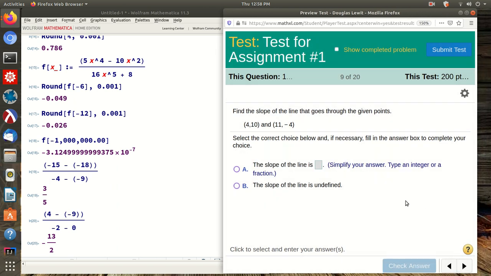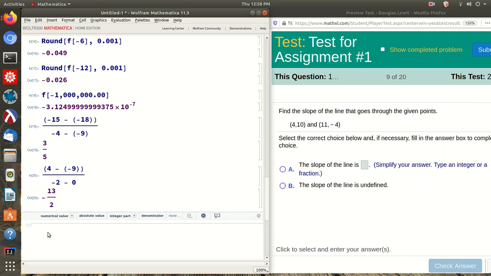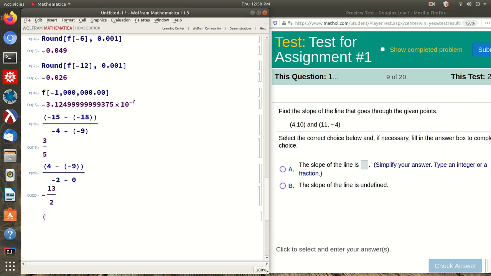Number 9. Find the slope of the line that goes through the given points. Okay, again, this is very easy. Remember, the y difference is in the numerator, the x difference is in the denominator. So 10 minus negative 4, control divide by, and then 4 minus 11. So 10 minus negative 4 divided by 4 minus 11. Shift enter. That's negative 2.